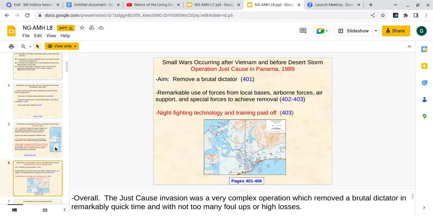They fought this battle typically at night to gain the element of surprise, and they used new night fighting technology like goggles, binoculars that can see at night, and all that technology, and also training from the NTC in realistic settings paid off. They did very well during Operation Just Cause in Panama whenever they were removing this brutal dictator. And they were able to use the element of surprise because they were able to fight at night, and they were very successful at doing so.